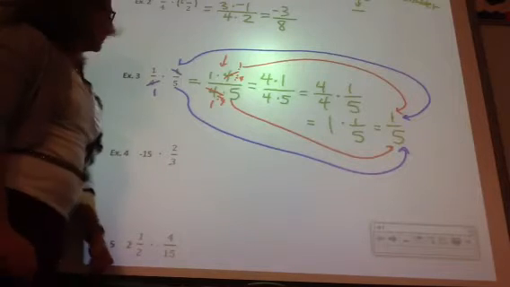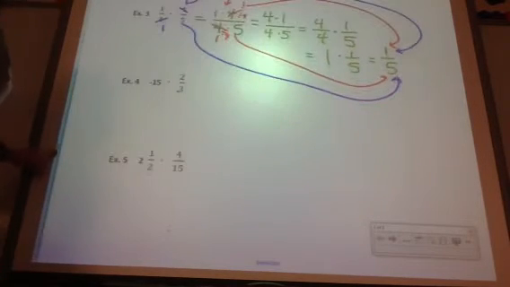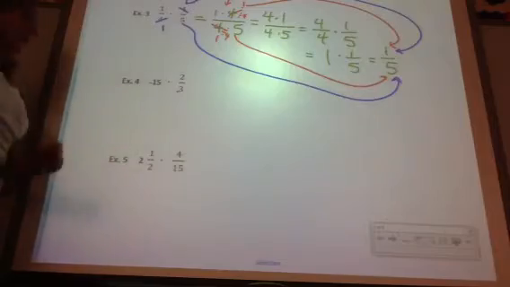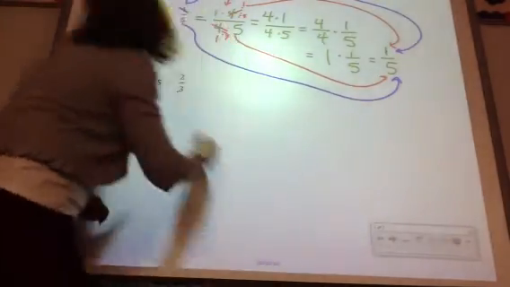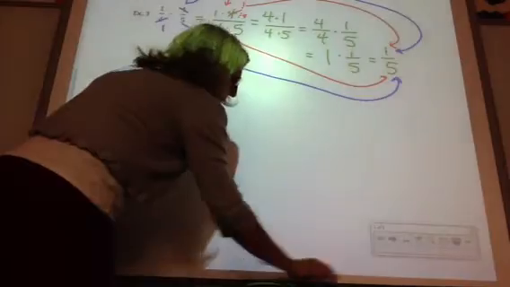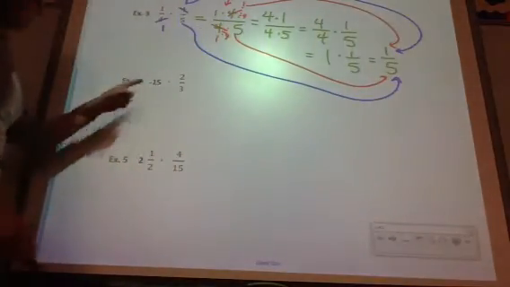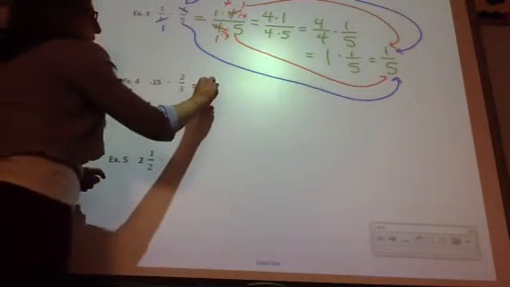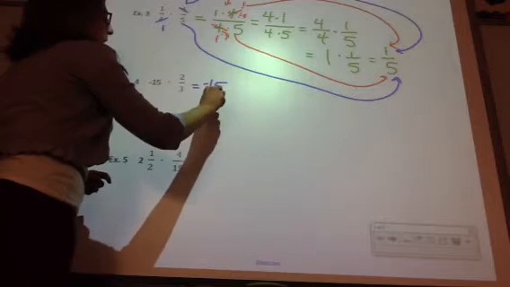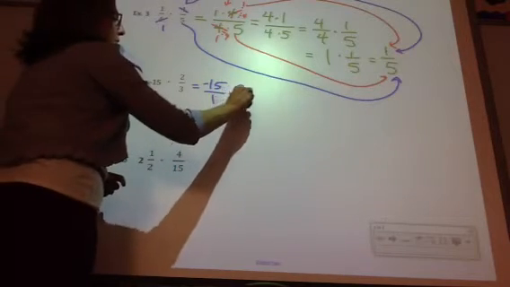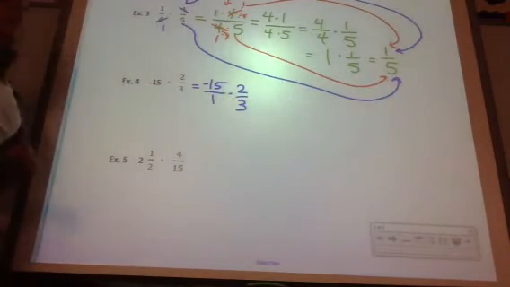All right, let's move on to example number 4. Okay, example number 4, this time I've got a whole number. Well, what do I do with that whole number? Put it over 1, you're exactly right. So that's the same thing as negative 15 over 1 times 2/3.